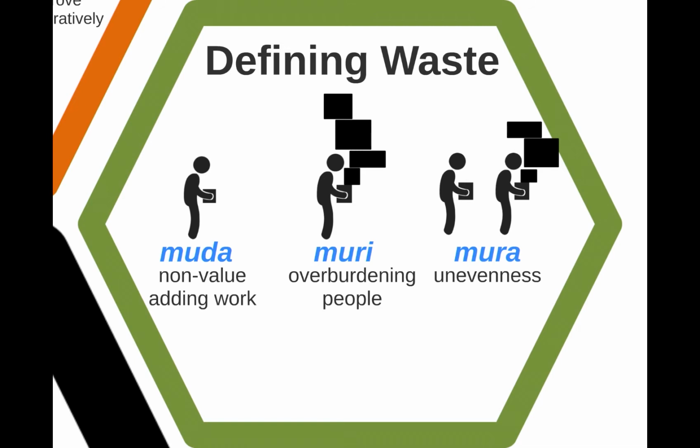Muri is overburdening people. So are they doing too much? What's one of the easiest identifiers to understand if people are doing too much? WIP. Are they doing too much? Unevenness. Are some people doing more than other people? Or are they doing really, really big things and really, really small things? Because really big things take a long time to get going and then take a long time to stop.